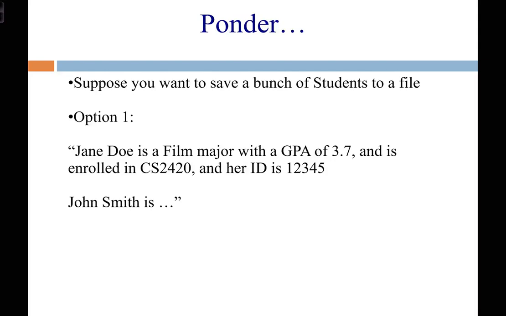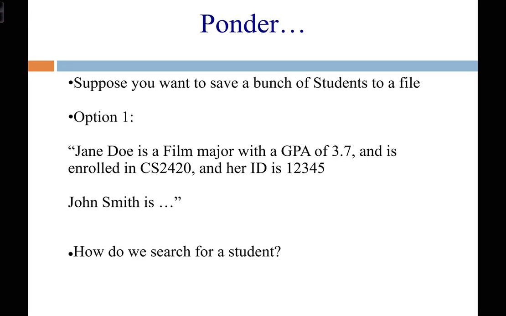So option one, let's say we just write some silly English description of a student, like Jane Doe is a film major with a GPA. So there are all these useless English words in here, like is a, with a, and things like that. This is how we as humans would record information on paper. So, ignoring the fact that we can get rid of all of those words that a computer doesn't care about, maybe, fine, let's do that.